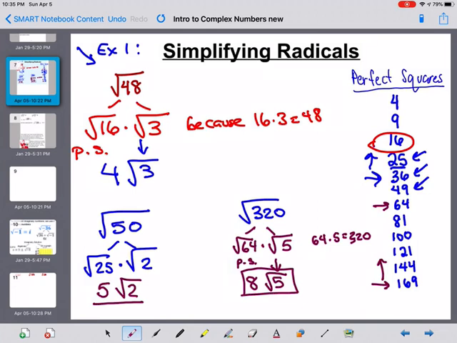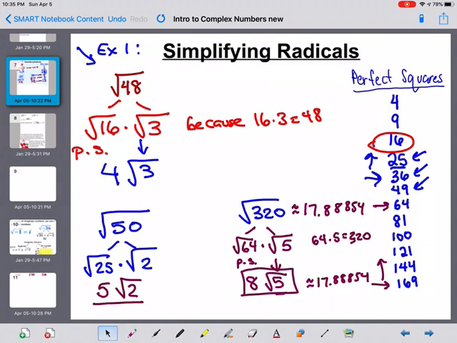version. If I put in my calculator square root 320, and I hit enter, this equals about 17.88854, and then it keeps going. If I write 8 square root 5, and I hit enter, it gives me the exact same thing. That's how I know that I simplified it, right. And also the number inside the radical is a nice small number that I can't break down anymore. I can't divide that by a perfect square.